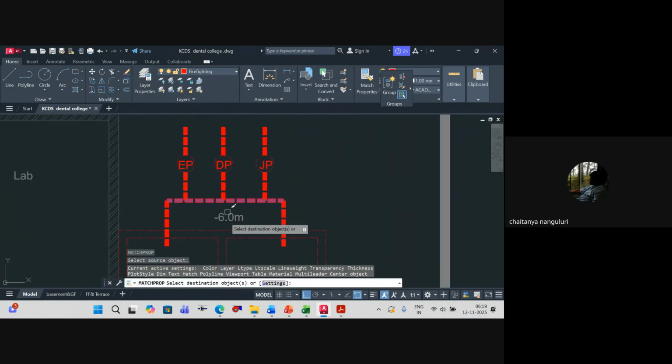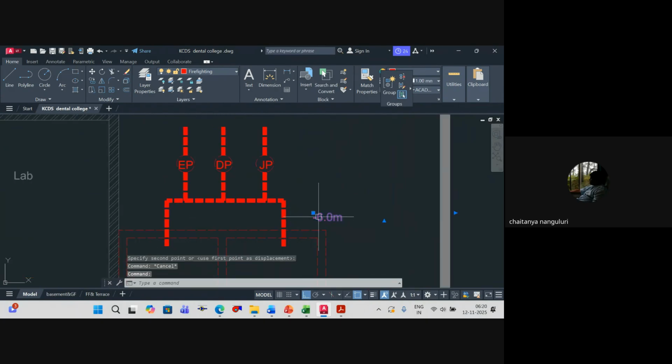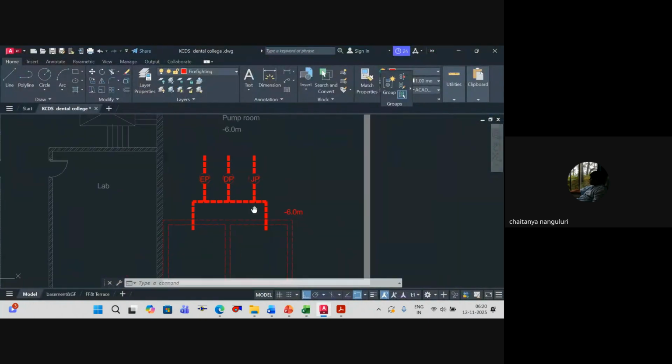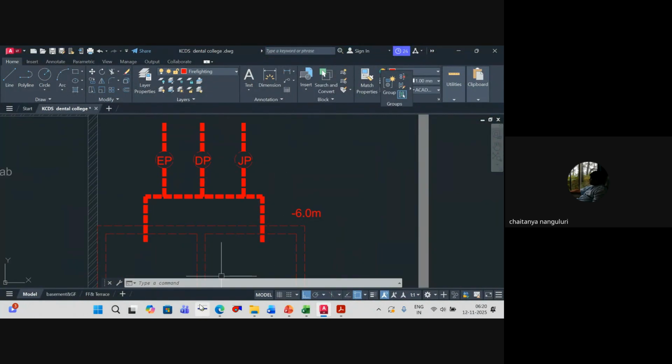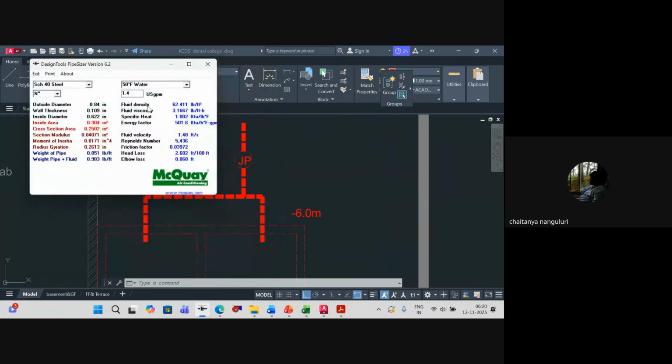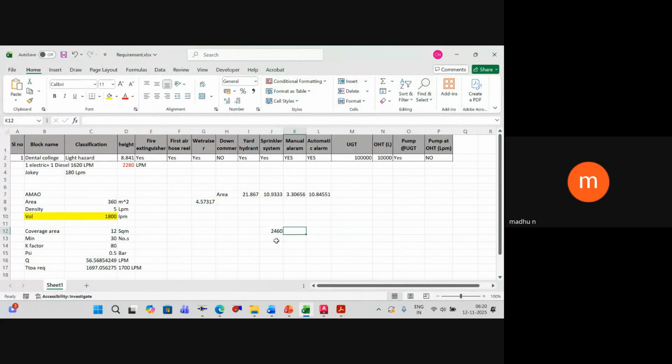So the suction manifold will be 2280 plus 180. But a lot of consultants will consider only 2280. So 2460 LPM, and we can take 4 FPS as the suction velocity. Discharge could be 6 or 8 FPS. So obviously we can use this tool. The temperature will be 70 °F water. The flow rate is 2460 LPM.